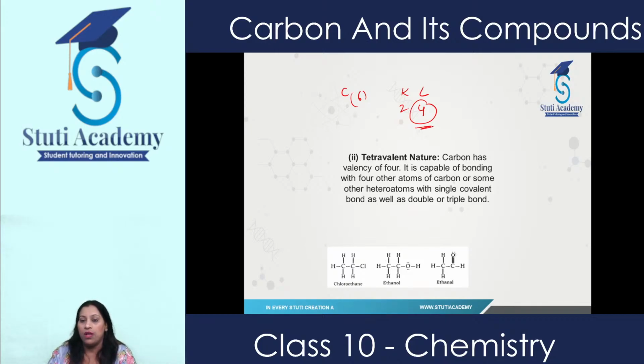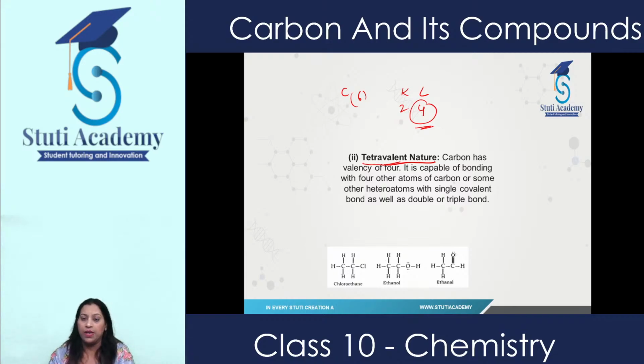Tetra means 4, valent means valence. So it has 4 electrons in its outermost shell, and this nature is known as tetravalent nature. Due to the presence of 4 electrons in its outermost shell, it is capable of forming bonds with 4 other atoms of carbon or with other heteroatoms. Now, due to this property, one more example.